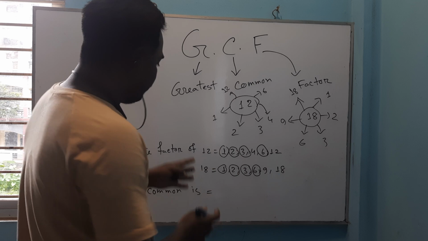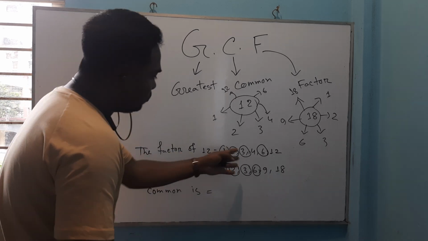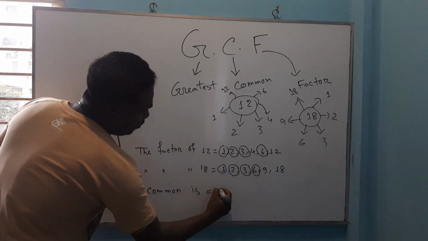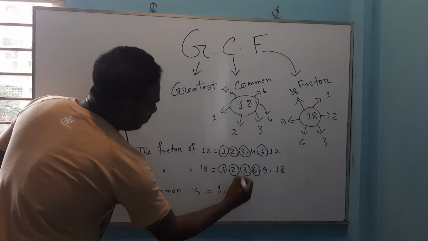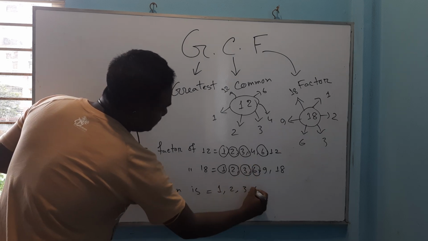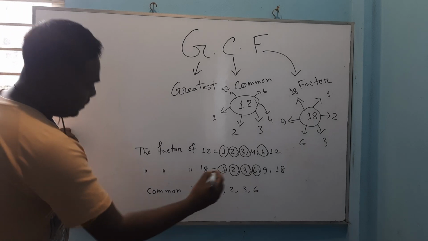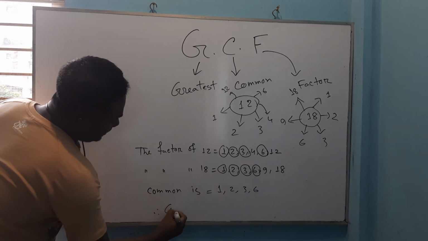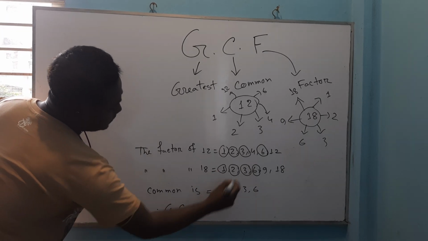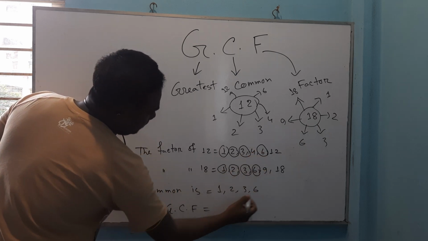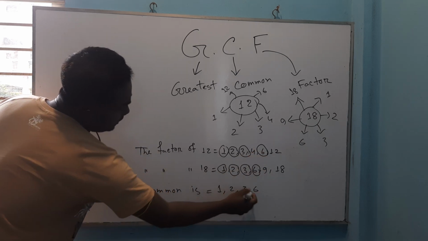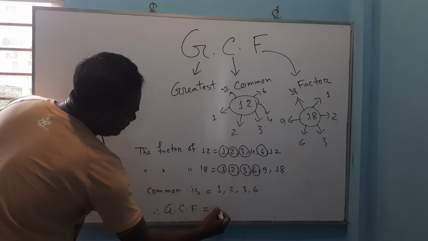So at this stage we have found that 1, 2, 3 and 6 are common factors. Therefore, the G.C.F. is the greatest of these, which is 6.